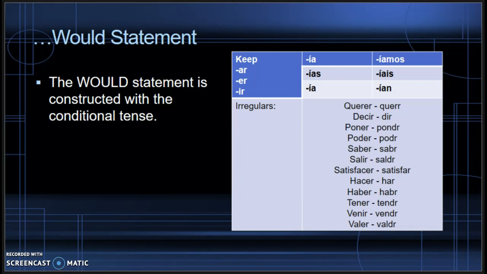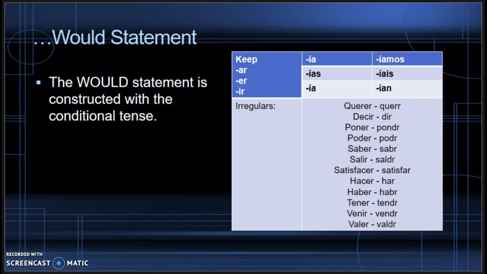So hablar would be hablaría, hablarías. Comer would be comería, comeríamos. And vivir, viviríais, vivirían. So we keep our infinitive and then we add to it.